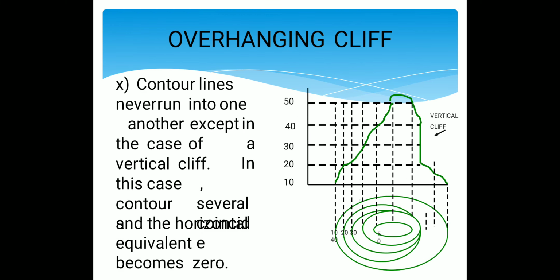Next, overhanging cliffs, the same case. Here contour lines run into one another in the case of a vertical cliff. In this case, the contour interval with respect to the horizontal equivalent becomes 0.